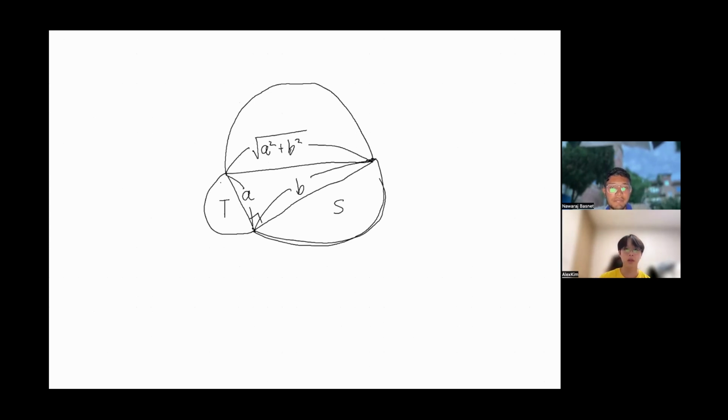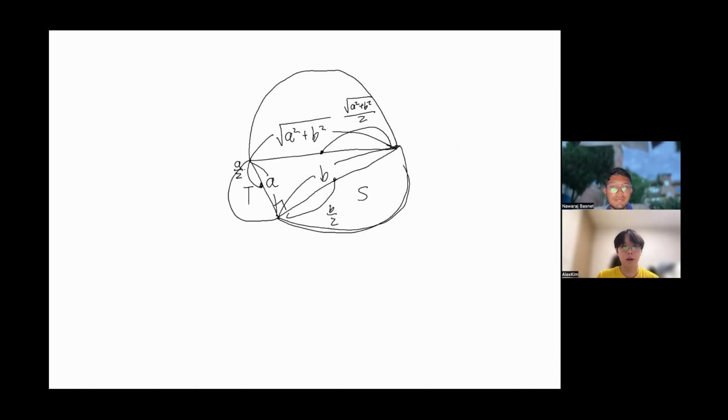So because these are diameters, we can also find the radius of all the semicircles, by just halving these. So the radius of this semicircle will be A over 2, the radius of this one will be B over 2, and the radius of this semicircle will be root of A squared plus B squared, over 2. So these are our radii.